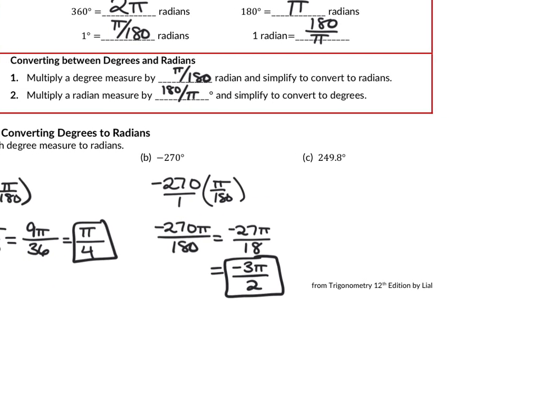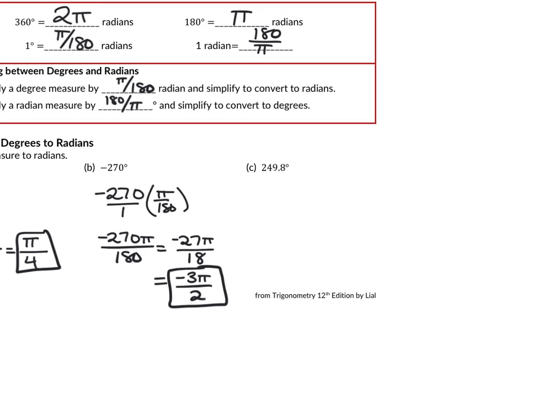We can also do this for decimal values, decimal degrees. Changes nothing about what we do. We'll still do 249.8 degrees. I forgot my degree sign over here. Multiplied by pi over 180. And if we put this into one fraction, this would be 249.8 pi over 180.